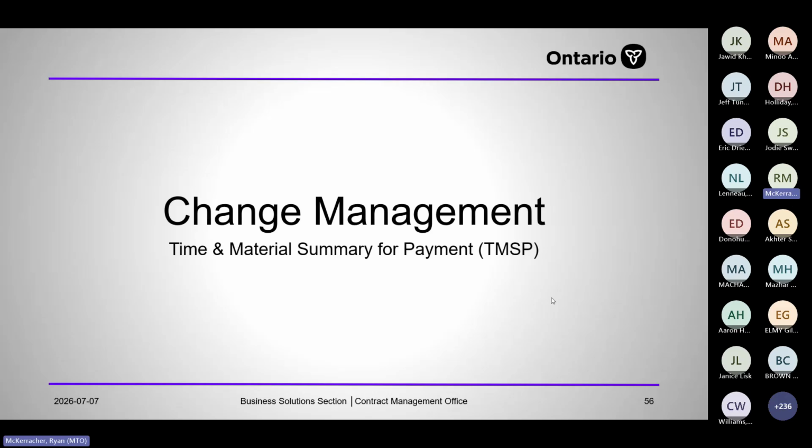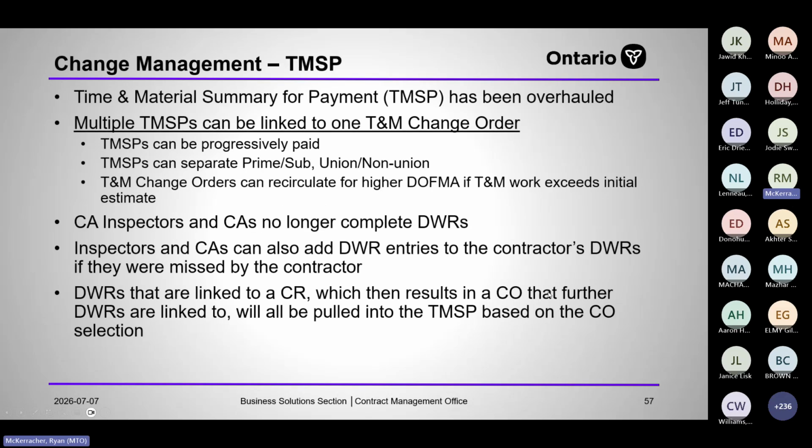So time material summary for payments. It's been overhauled from WBCMS. You can now progressively pay them. You can separate the prime and sub, and union and non-union. And you can do T&M change orders that recirculate for higher DOFMA.